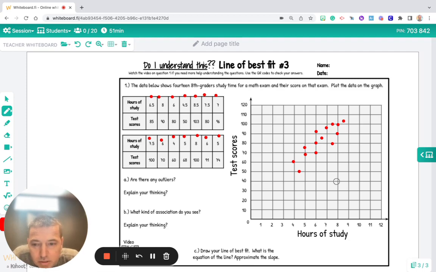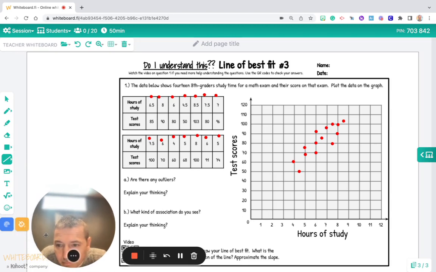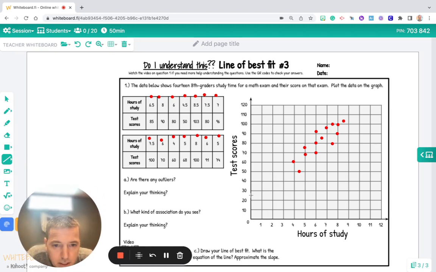Draw your line of best fit. So this is new. What is the equation of the line? Approximate the slope. A line of best fit is where we draw our line through the center of these dots. We're trying to have about half the dots on one side and half on the other. So let's change the color of this line. I'm trying to get the line to go through the center of these dots. If I did it there, most of the dots would be below it. If I did it here, most of the dots are above it. I'm trying to get about half the dots on one side of the line and half on the other. I think something like that looks pretty good.